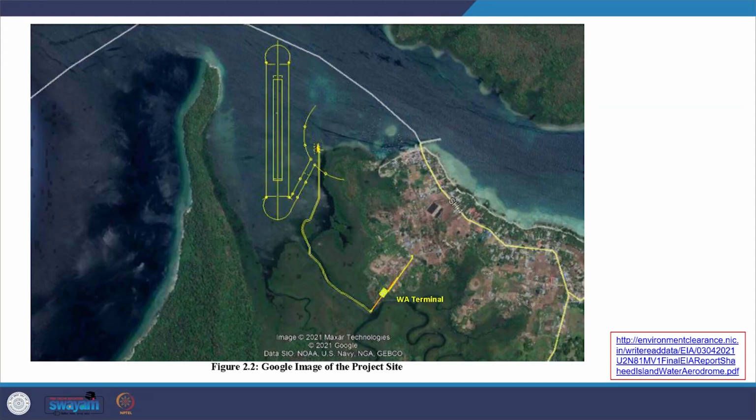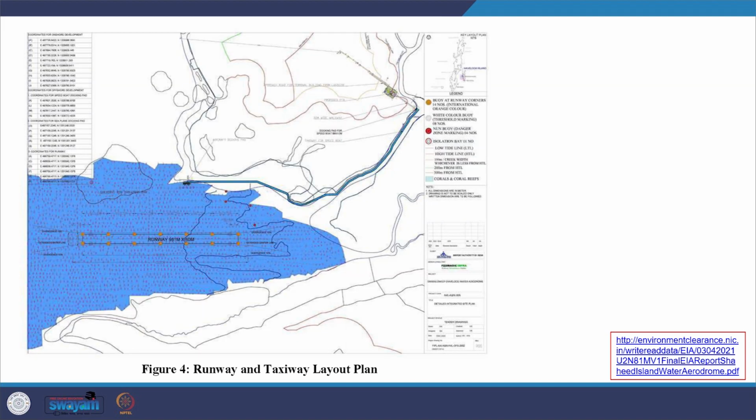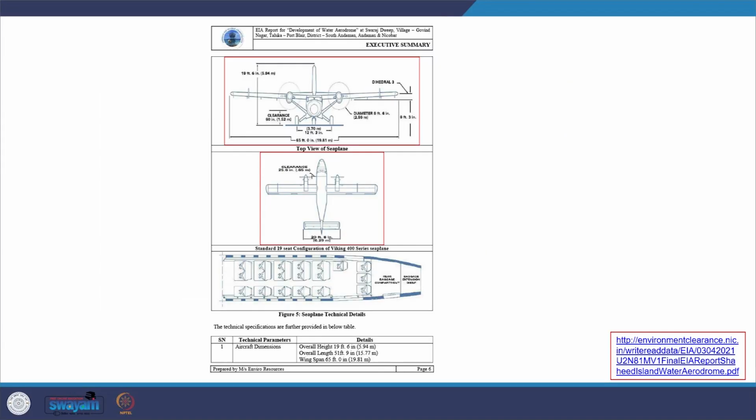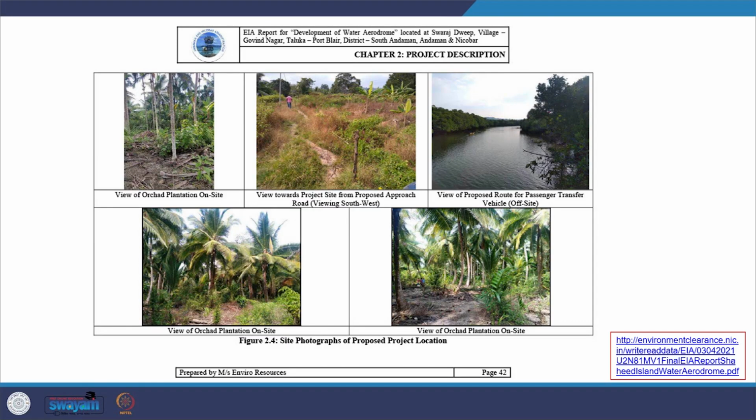So you can see here the image of the project site. You can see here the runway and taxiway layout plan, and then all the details which are given here. So you see how the understanding of the project detail has been developed here. The size of the seaplane which will be coming to this particular aerodrome, and the technical details of the seaplane. Then you can look at the site photographs where the project would come. So you see the orchard plantation on site. Then you can also see the proposed approach road, currently what's the status, and then a view of the proposed route for passenger transfer vehicles, the passenger route for that.